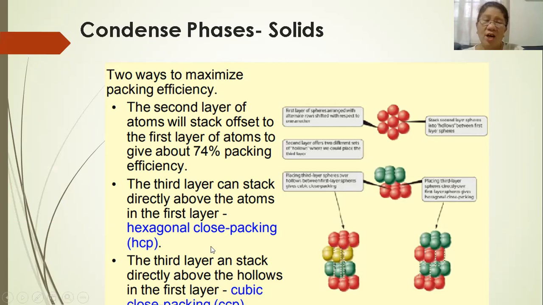So what kind of packing is that? That is hexagonal close packing, HCP. And the third layer can stack directly above the hollow in the first layer. So when the third layer stacks on the first layer, what is that? That is the HCP, the hexagonal close packing. And the third layer that stacks above the hollow is known as cubic close packing, the CCP.